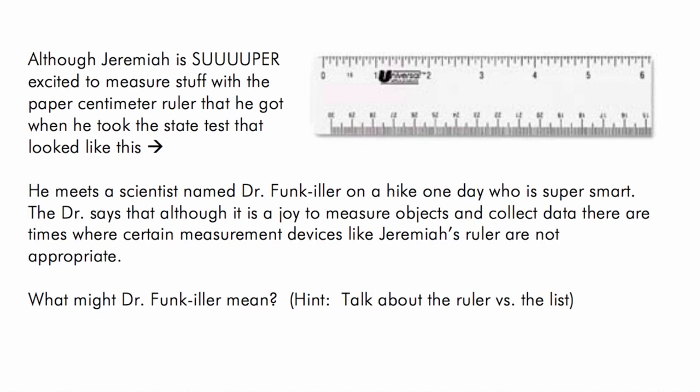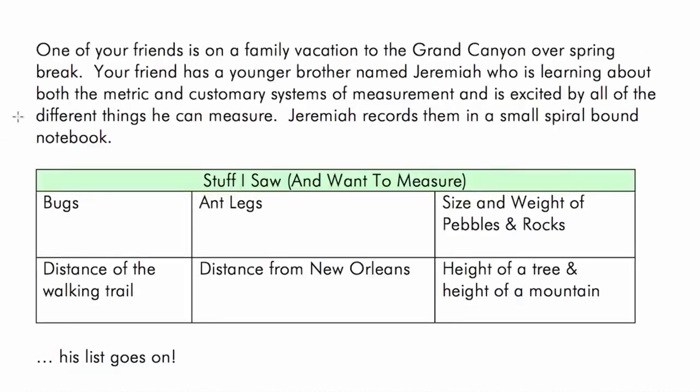Let's look at Jeremiah's list of things he's measuring. He wants to measure bugs and ant legs. These are all small things, so that ruler might actually be a good thing for these two. He wants to measure the distance of the walking trail. Well, that would mean he would have to put that little ruler down probably hundreds and hundreds of times. Distance from New Orleans to the Grand Canyon is going to be hundreds of miles for sure. The size and weight: well, he can't use that ruler to measure the weight, but he could use it to measure the size of pebbles and rocks. So it looks like the first 3 things here, you would use that ruler.